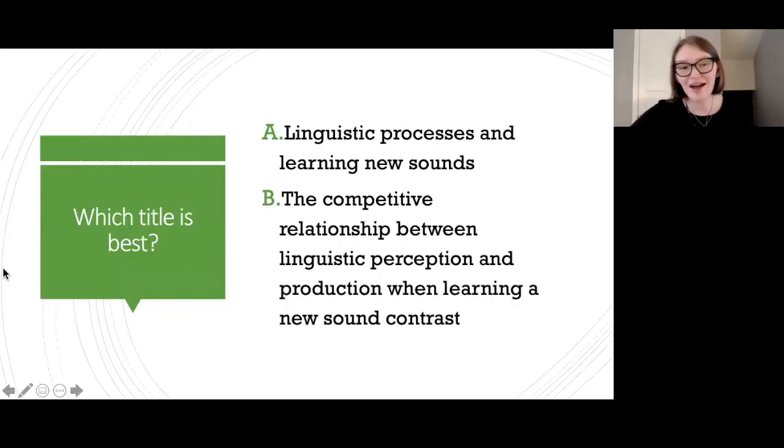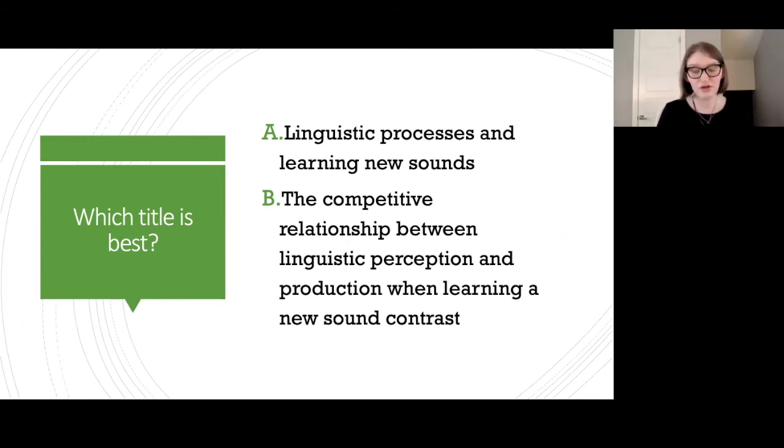So I like to talk about the title after I talk about the structure of the abstract, because I think it's easiest to come up with a title after you've written your abstract. So the title should be like a teaser for what's to come in your abstract, and it should be very informative.